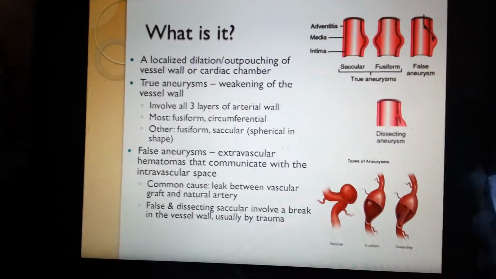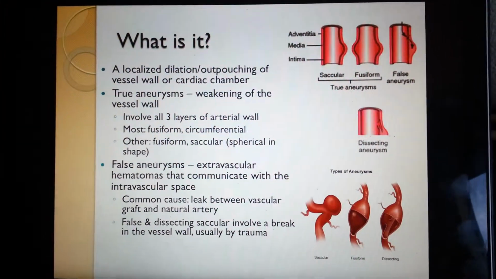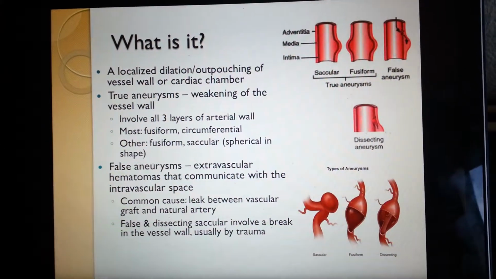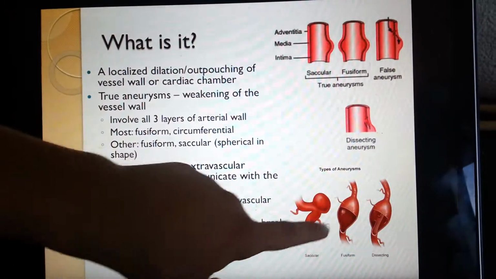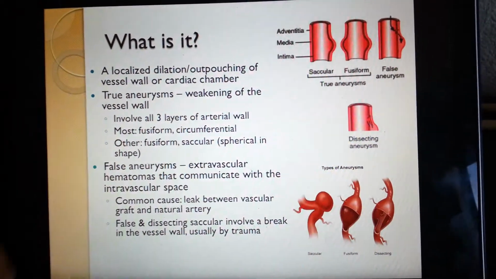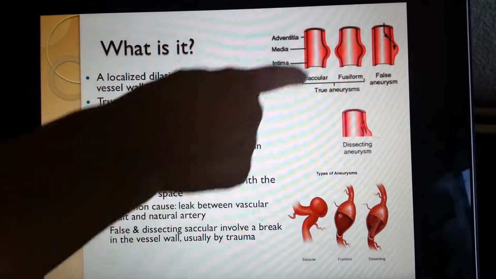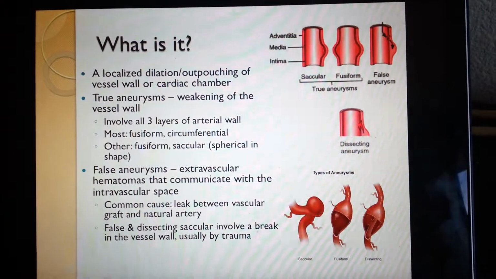True aneurysms occur when there is a weakening of the vessel wall, and they involve all three layers of the arterial wall. The most common types are fusiform circumferential, which look like this. As you can see, there's a bulging on both sides of the vessel. Also, this is fusiform as well. And there's fusiform saccular, which saccular ones tend to be more spherical in shape, and they tend to be on one side of the vessel, as you can see here and here.